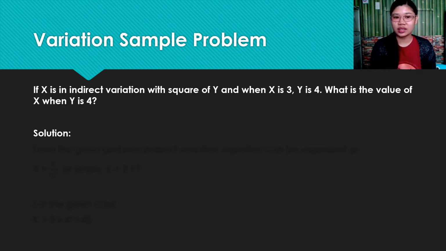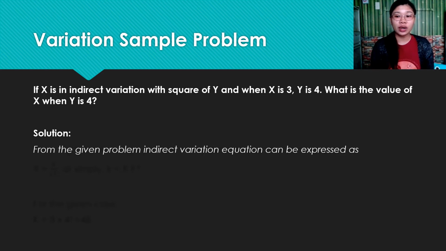We will be having details in the particular solution. First we have here the solution. From the given problem, indirect variation also means inverse. Indirect, so not direct, that means inverse. Indirect variation equation can be expressed as follows.